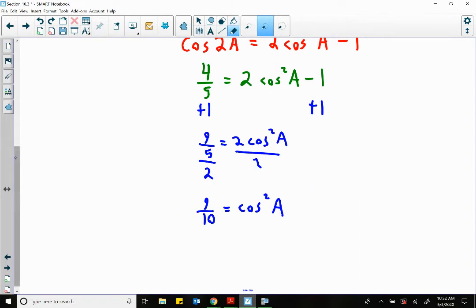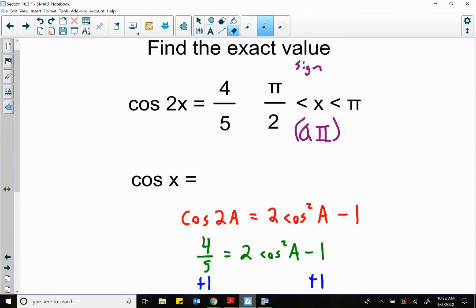Now, we know that we are in quadrant 2. Remember, all students take calculus. In quadrant 2, it's all about the S, which is sine and cosecant being positive. So that means in quadrant 2, this answer has to be negative.